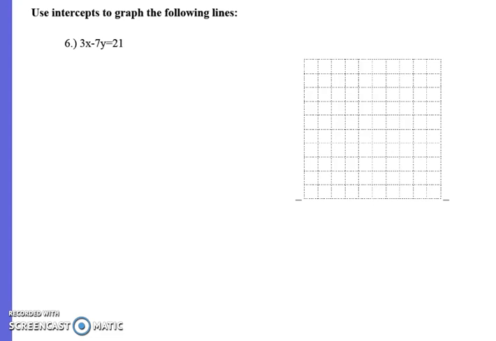Well, this is going to make graphing so much easier. We're going to use the intercepts to graph. So let's go ahead and find our intercepts. If we're using them, we should probably find them.